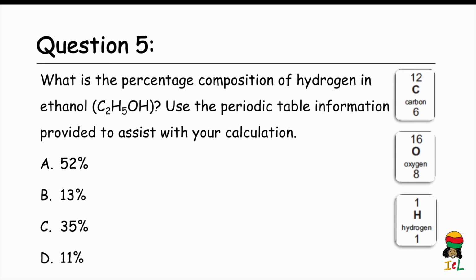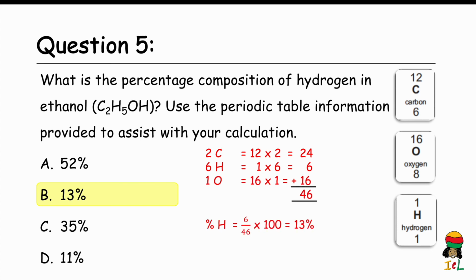The answer is B. 13%. First, we find the relative mass for ethanol as follows. Then we will find the percentage composition of hydrogen by noting the relative mass of hydrogen in the compound, which is 6, divided by the total relative mass of ethanol, which is 46, multiplied by 100, and that gives 13%.